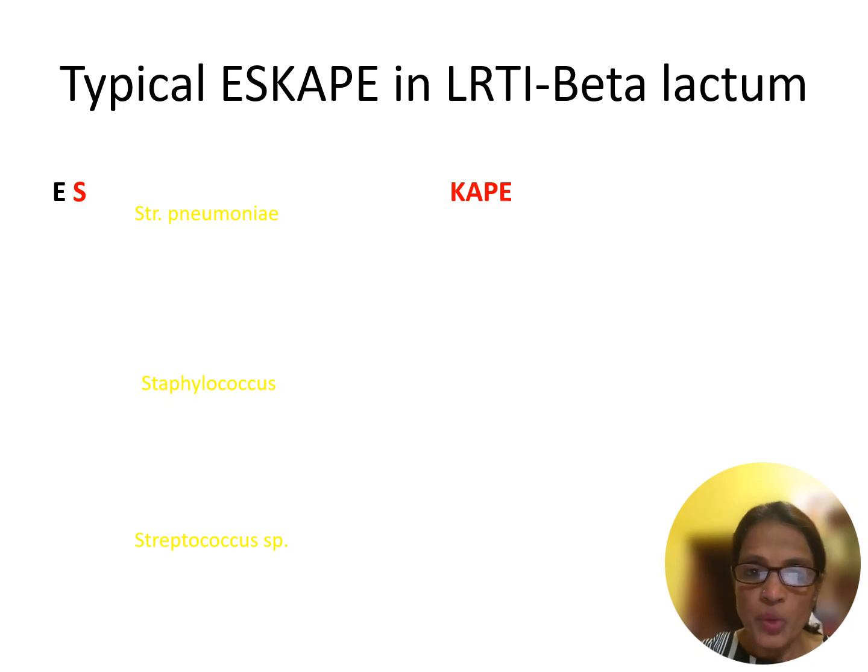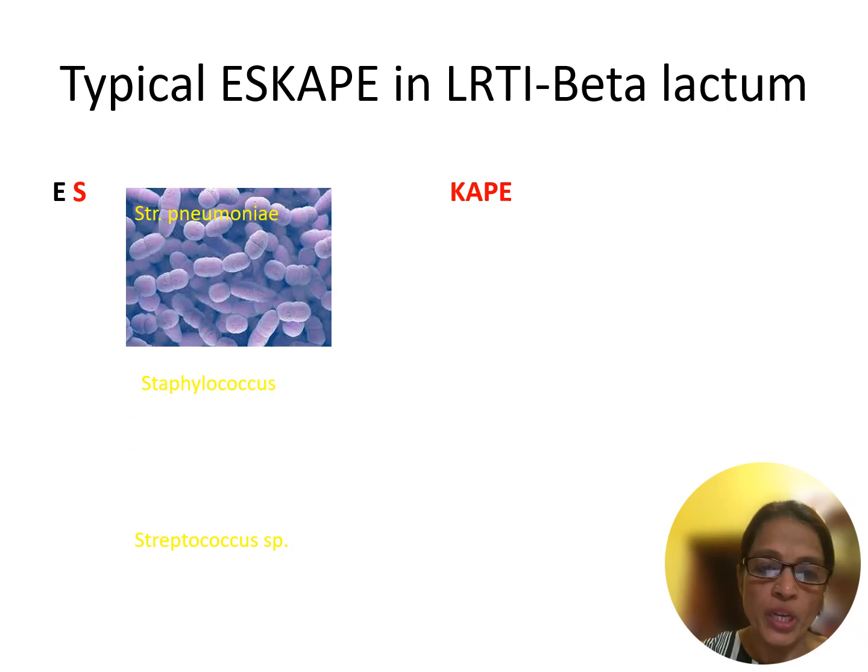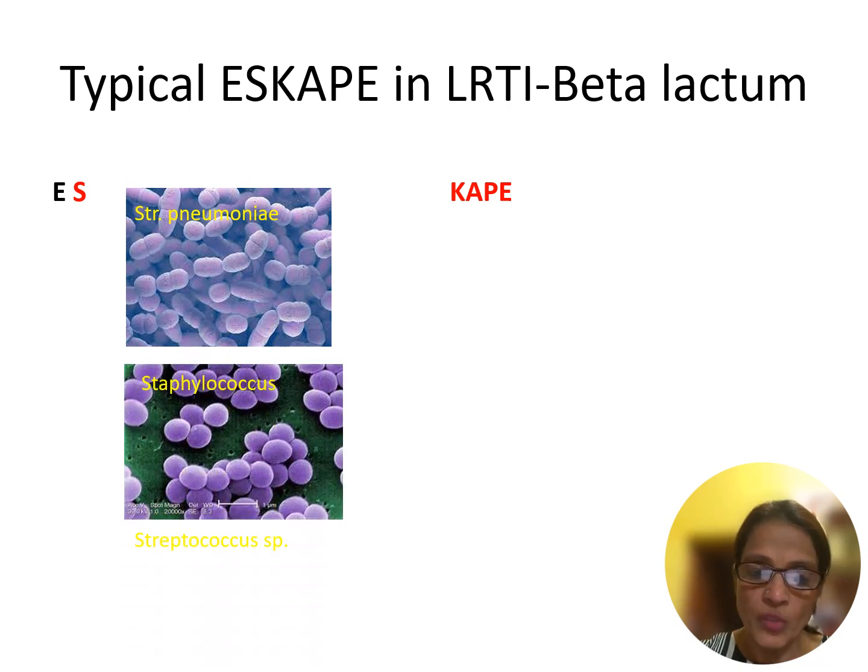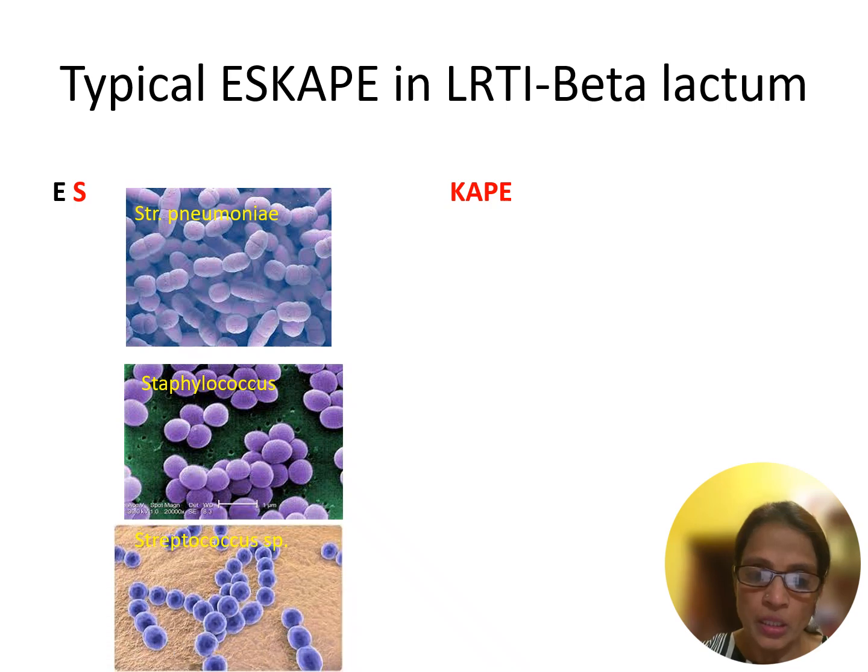Amongst the typical ESCAPE pathogens, I'm just giving you some photographs so that you will have the photographic memory. So these are gram-positive cocci in pairs, the commonest cause of lower respiratory infection, that is Streptococcus pneumoniae. Then cocci in clusters, which are staphylococci, and cocci in chains, enterococci and Streptococcus species. Based on the microscopic morphology, you'll be able to remember the etiological agents.